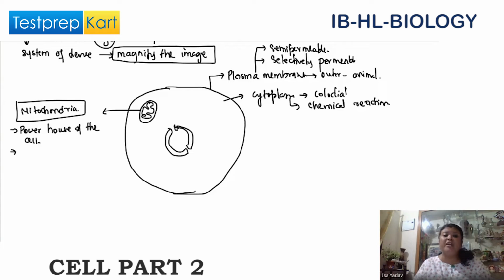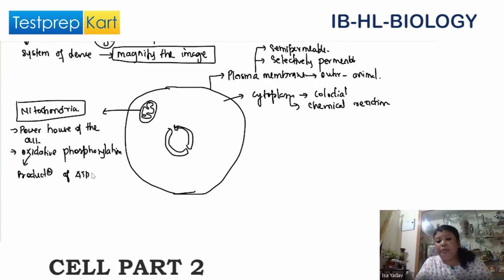The mitochondria in the higher forms is involved in oxidative phosphorylation. Oxidative phosphorylation means the production of ATP. What is ATP? It is the energy currency of the cell.